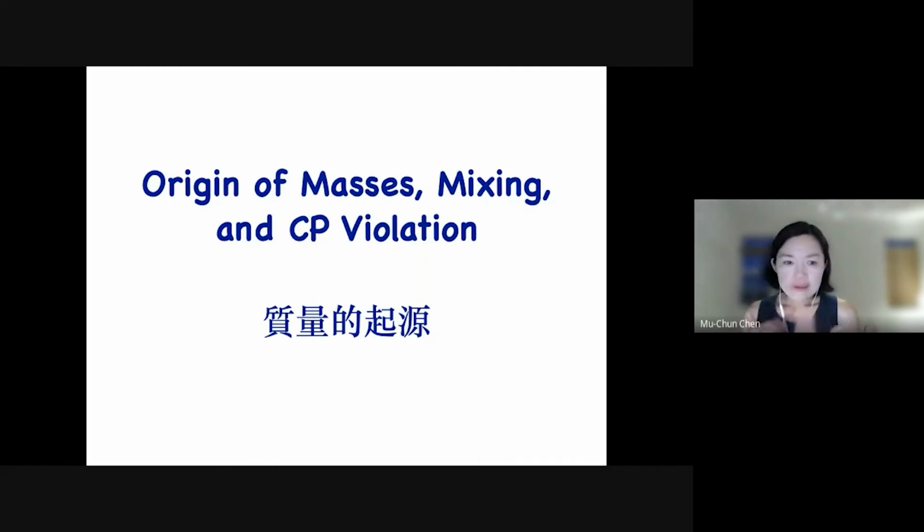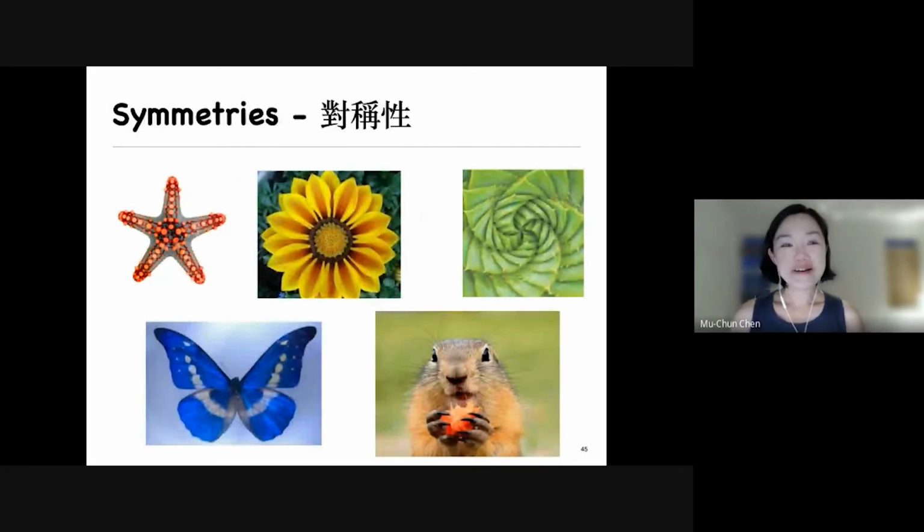All right, in the remaining time, I'm going to get down to this structure and ask a question about the origin of masses, mixing and CP violation. Previously, I very quickly mentioned that the Higgs particle, this 上帝粒子, is responsible for generating all fundamental fermion masses except for the neutrinos. But this mechanism doesn't really explain why all the particle masses are so different. And the tool I'm going to use is based on symmetries, 对称性.